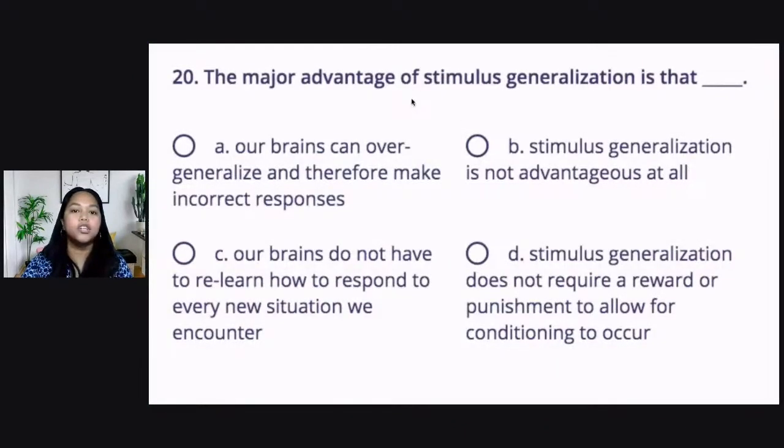Okay, 20. The major advantage of stimulus generalization is that, letter A, our brains can overgeneralize and therefore make incorrect responses. Letter B, stimulus generalization is not advantageous at all. Letter C, our brains do not have to relearn how to respond to every new situation we encounter. Or letter D, stimulus generalization does not require a reward or punishment to allow for conditioning to occur.